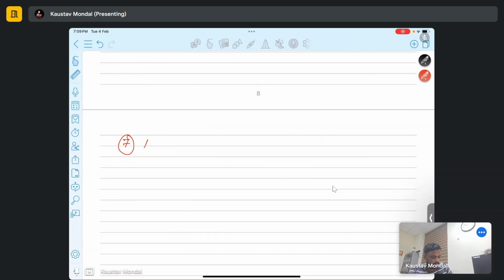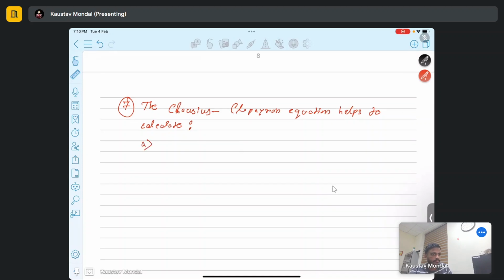Problem number 7 is this: Clapeyron's equation helps to calculate. So 4 options are given. Option A, latent heat of vaporization. Option B is boiling point or freezing point.